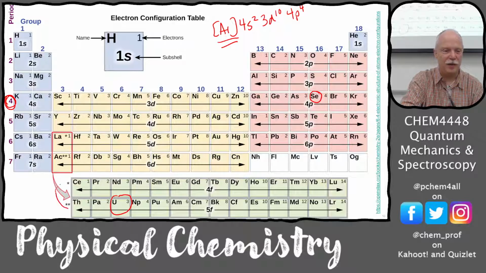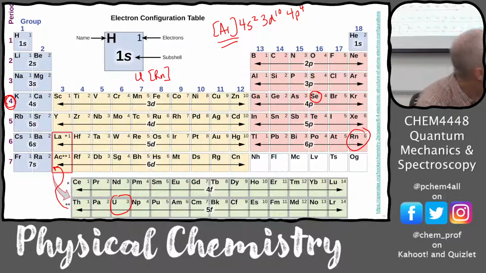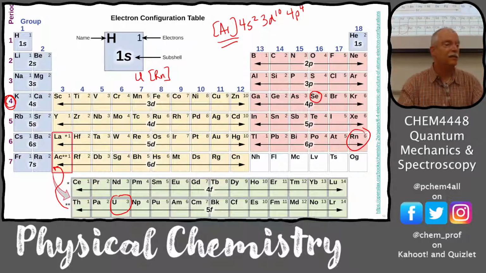It shows up right here. And so we go back to the previous core. So that's the radon core. So for uranium, we have the radon core, and that saves us, what is it? I can't see. 86 electrons. Yeah, so we've got 86 electrons taken care of there. We have 92, so then we come in at 7s.